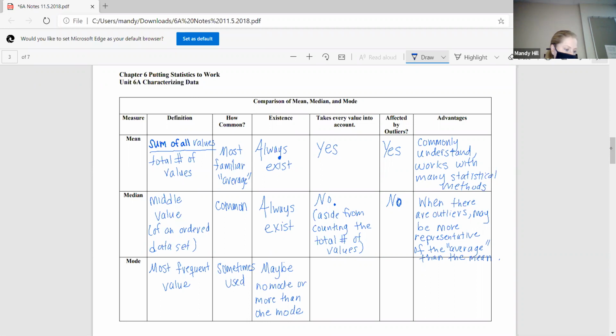Do you take every value into account? No, right? You only list the ones that are listed the most. It's not affected by outliers. A lot of times when you were really using it is when it's most appropriate.